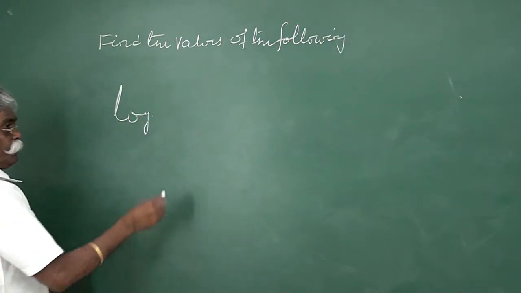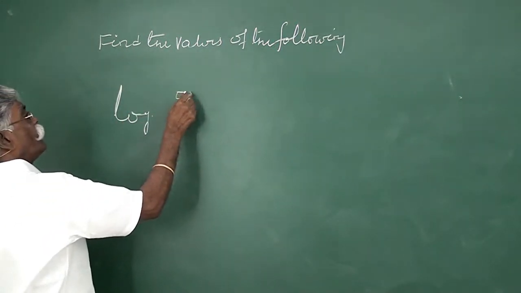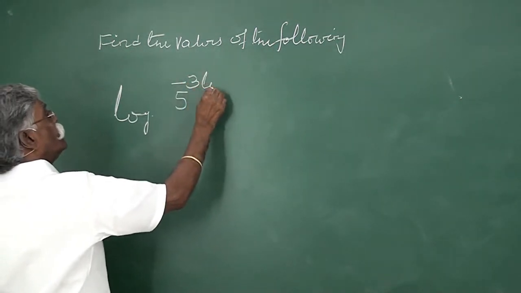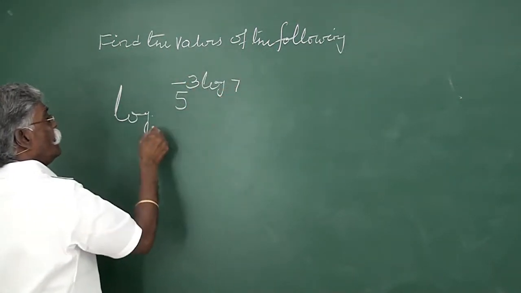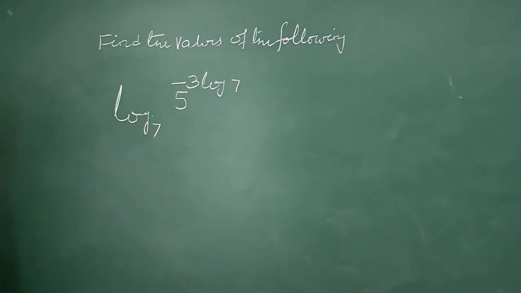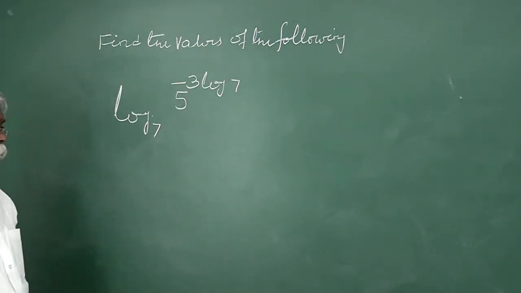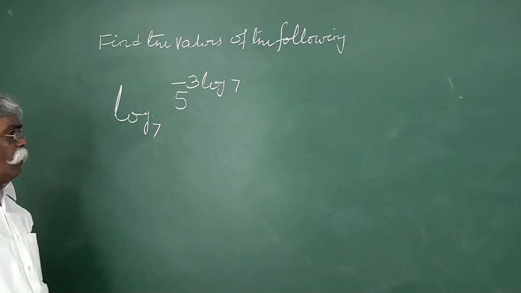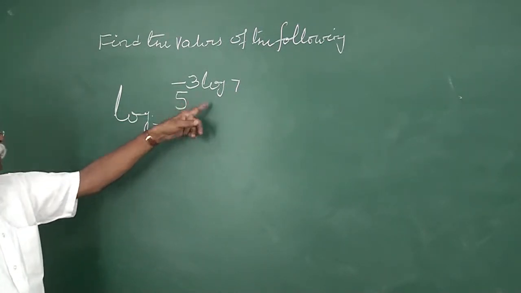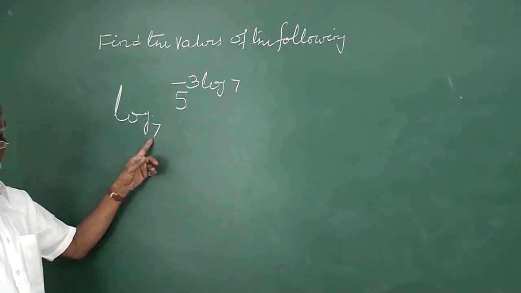Log of 5 power minus 3 log 7 to the base 7. So we have to find the value of log of 5 power minus 3 log 7 to the base 7.